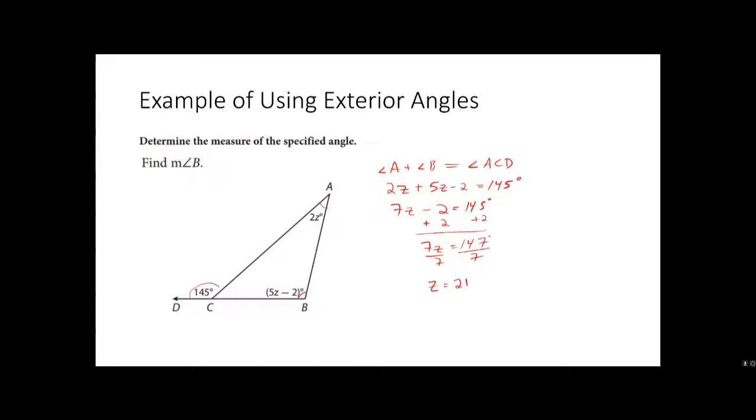Now they're asking for angle B, so that's something to realize. That means we have to substitute. Angle B was 5z minus 2, so I'm going to substitute that in right here. Angle B equals 5z minus 2, and z was 21, so we're going to substitute in.